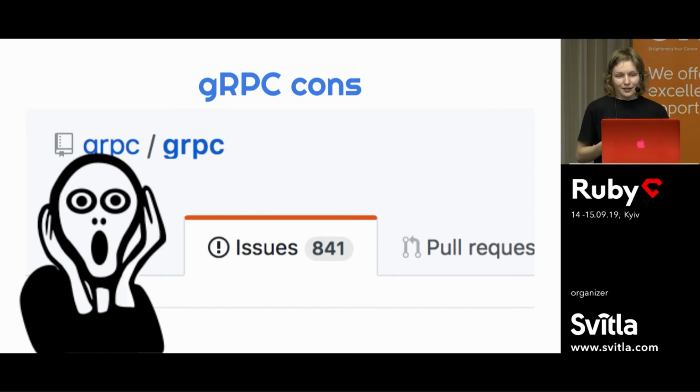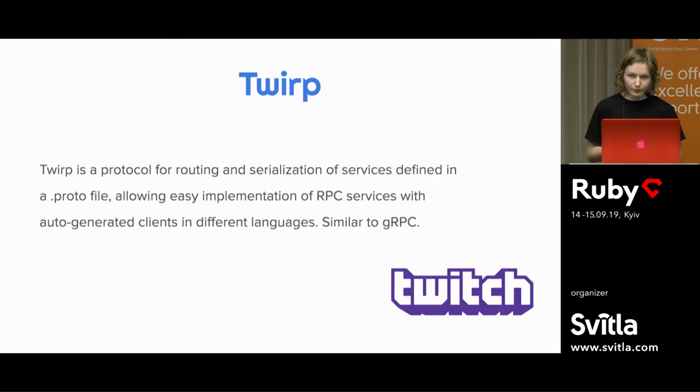And I forgot to add another slide, but one more con is that gRPC works with the HTTP2 protocol. It might not work well with some load balancers, because not all load balancers at the moment support HTTP2, and it might be an issue for some projects.